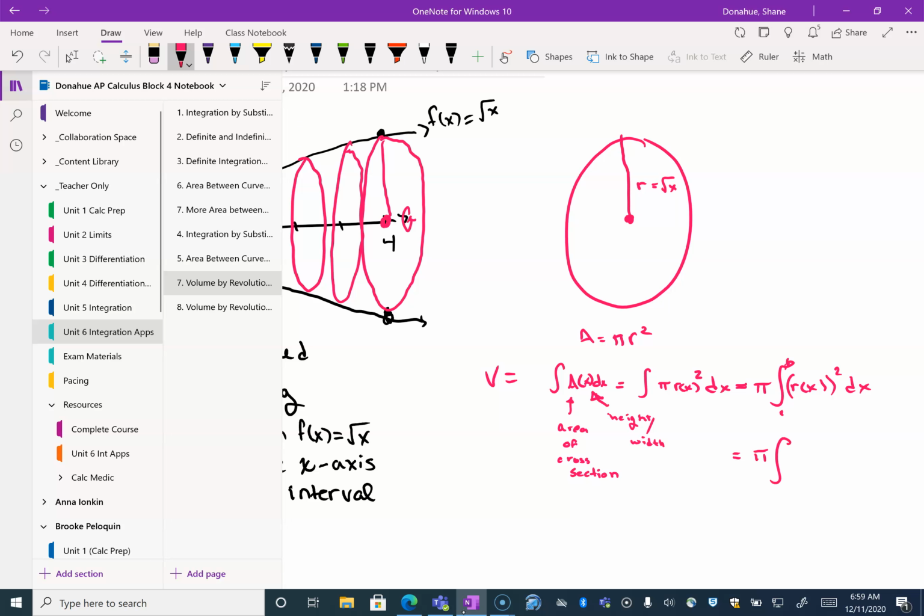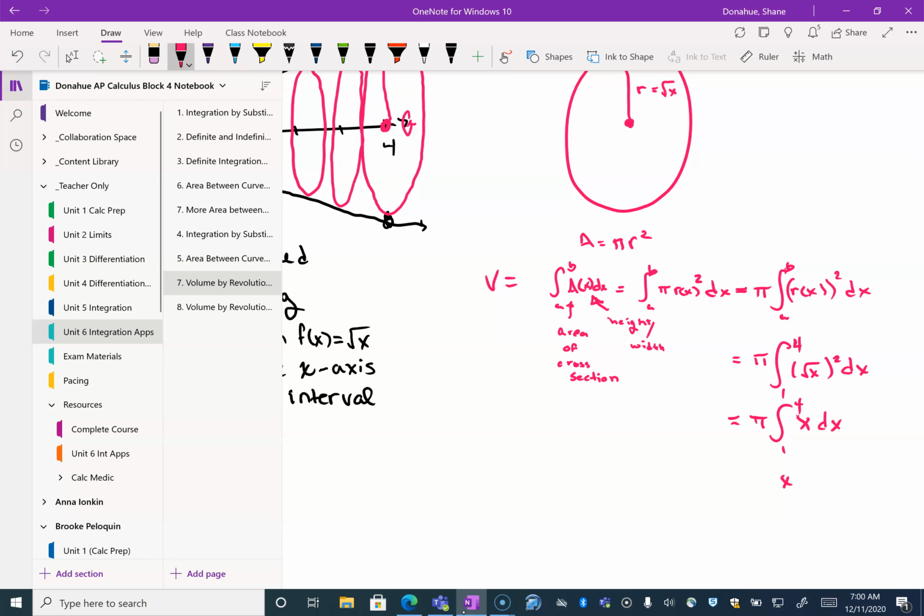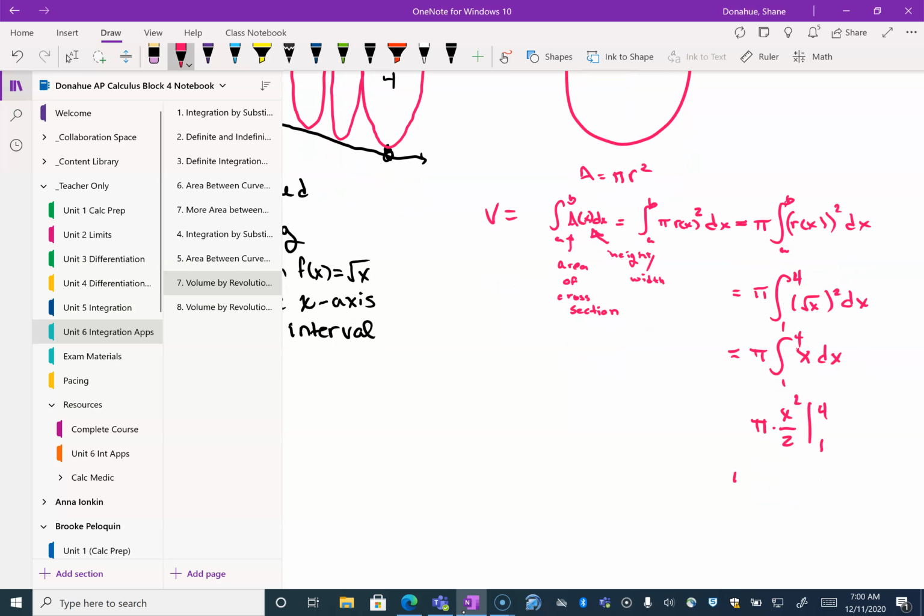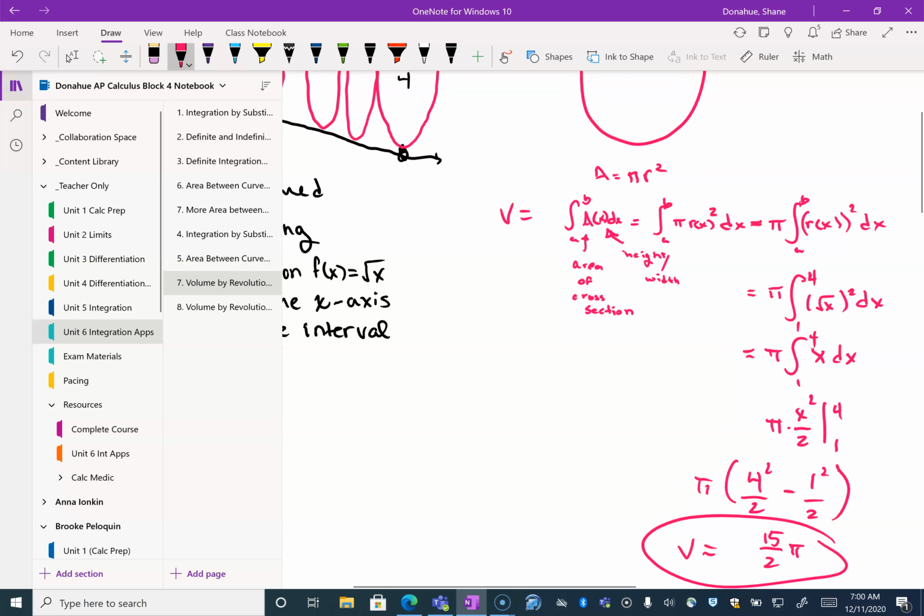So let's follow through this example to its finish. I should add my bounds here. Let's not be sloppy. My bounds are 4 and 1. And then I've got square root x squared dx. So I'm looking at the integral of x from 4 to 1 times pi. So I've got x squared over 2 times pi from 4 to 1. So 4 squared over 2 minus 1 squared over 2, whole thing times pi. So I've got 16 over 2 minus 1 over 2, or 15 halves, times pi, and that's my volume for that rotated figure.